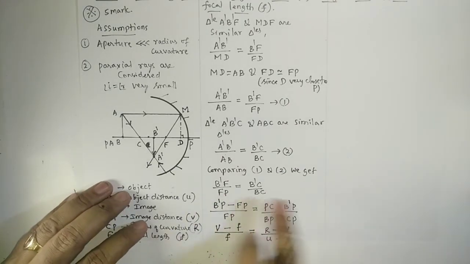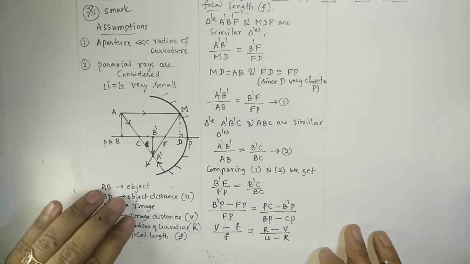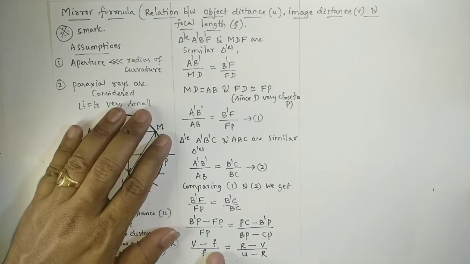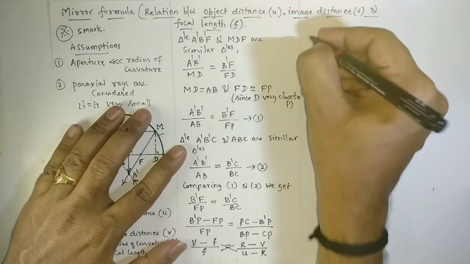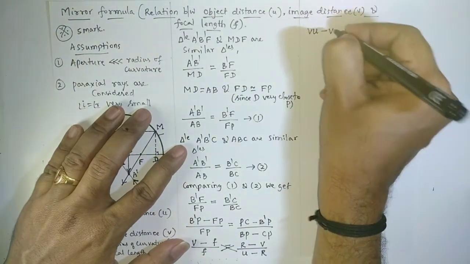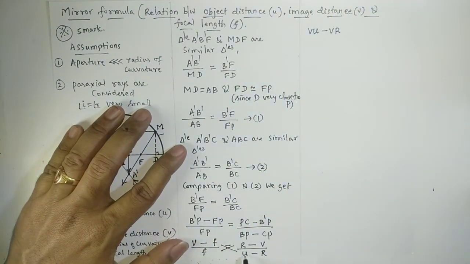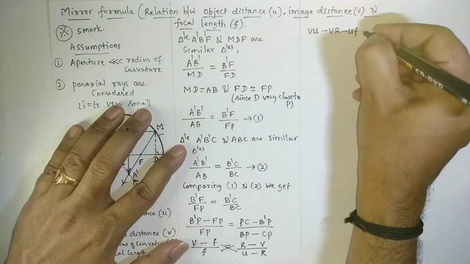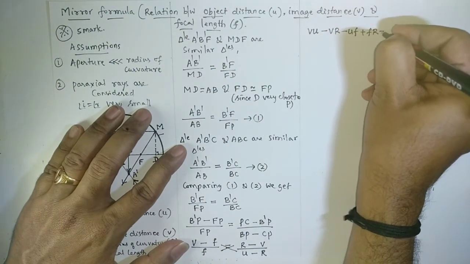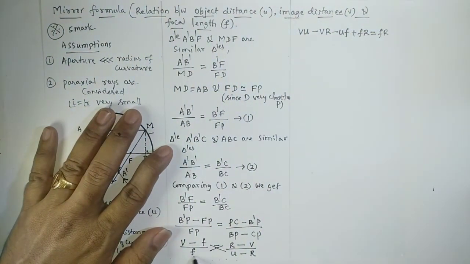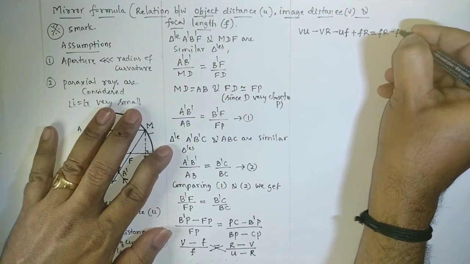So now we need to just modify this relation, rearrange this relation so that we get the relation between the required quantities. So let us see how exactly we do this. Let us cross multiply this equation. On cross multiplying, the first term you are going to get here will be vu, second term will be minus vr, next you will get minus uf, minus of minus plus fr. This will be equal to, right hand side, fr minus fv.